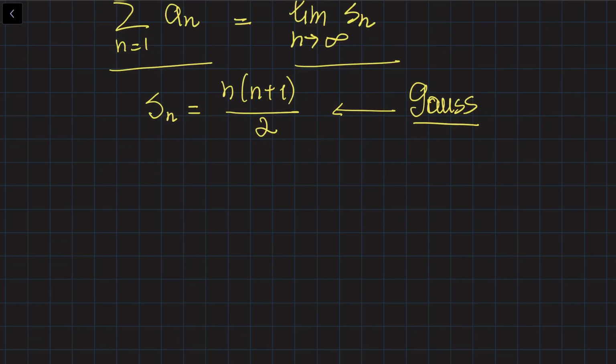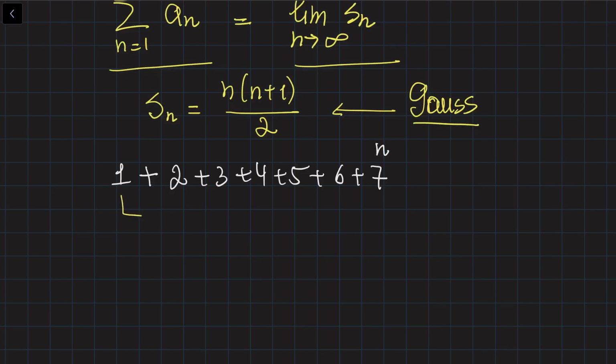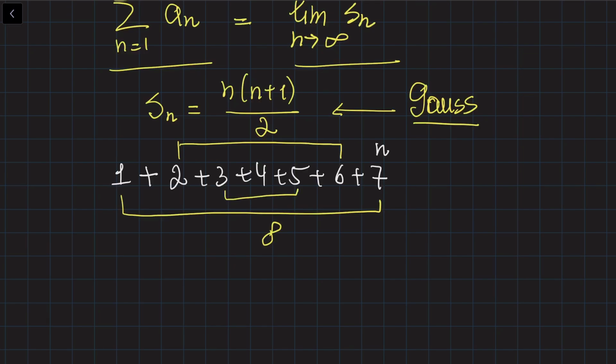He used this technique. Let me show you for a small set of numbers. Say I've got a series: 1 plus 2 plus 3 plus 4 plus 5 plus 6 plus 7, let's say. In this case, it's the sum from 1 to n, right? He noticed that if you take the first number and the last one, the sum gives 8. He also noticed that if he adds the second number and the second-to-last number, he also gets 8. If he adds these two numbers, he also gets 8.